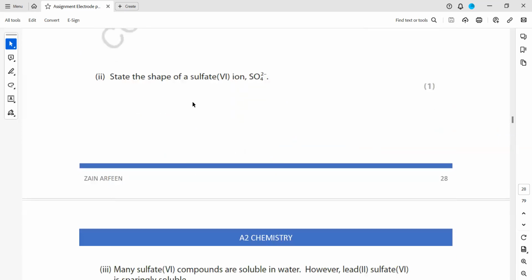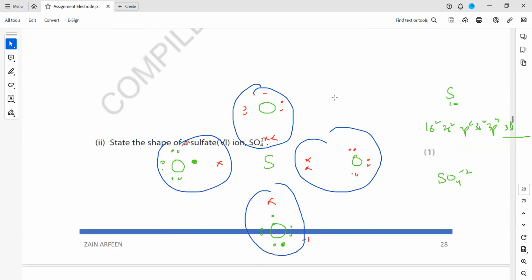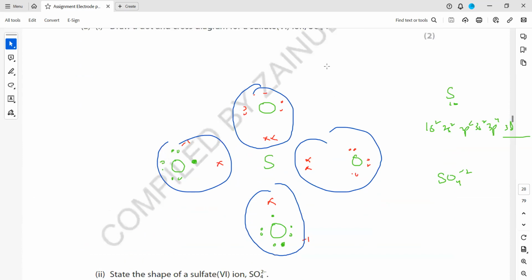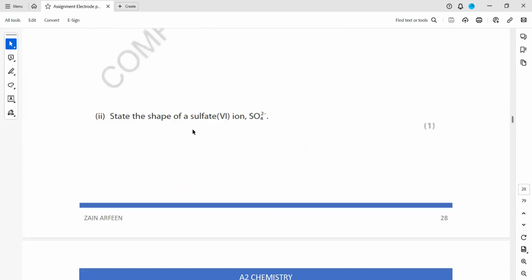The shape of the sulfate ion. How can we predict the shape? Whenever you want to predict the shape, you have to check the bond pairs and the lone pairs on the central atom. You always check the central atom. So the central atom has 4 bond pairs and 0 lone pairs. What should be the shape? The shape should be tetrahedral. So it has a tetrahedral structure, because there are 4 bond pairs in the center and no lone pair.